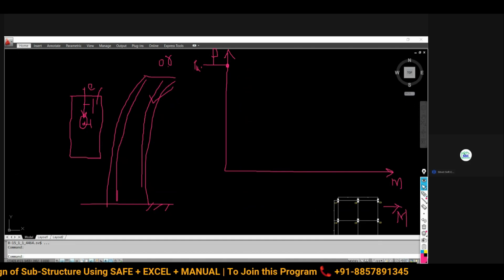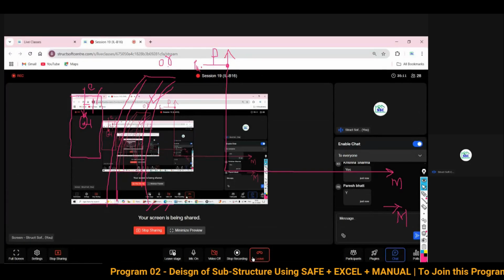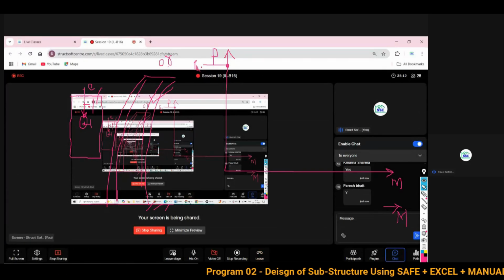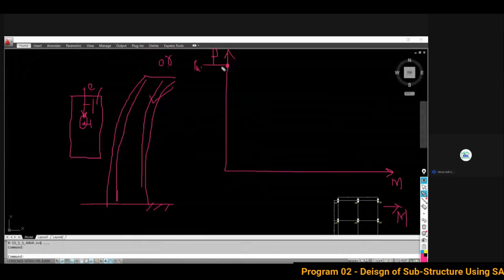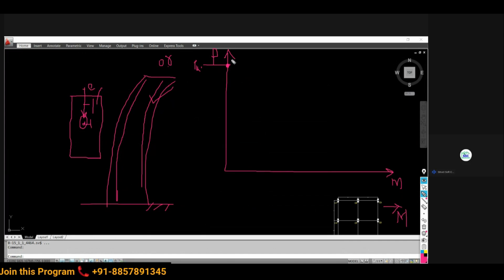Tell me, will there be eccentricity or not in your design or in your consideration? Yes, obviously there will be eccentricity. But the interesting point, try to understand, is this. When I'm showing the point on the y-axis, it means there is zero eccentricity. e is zero.